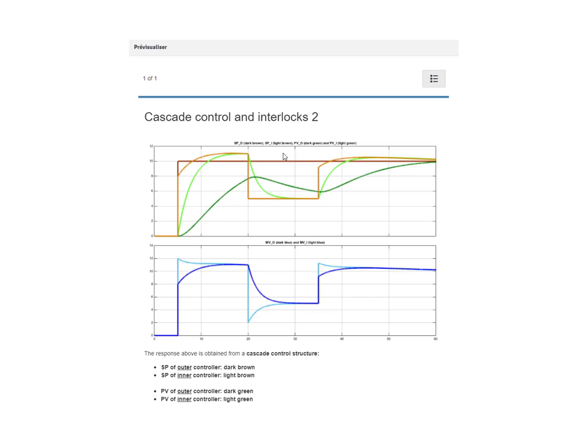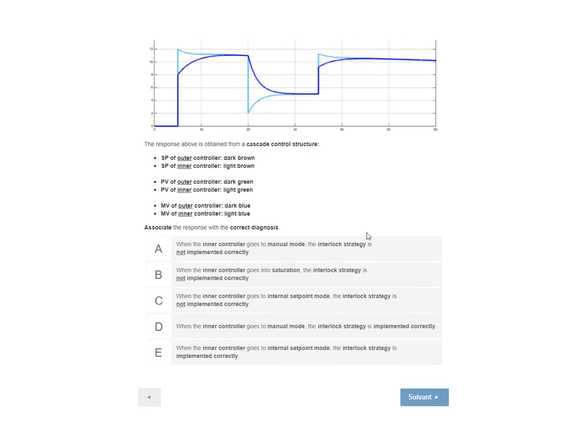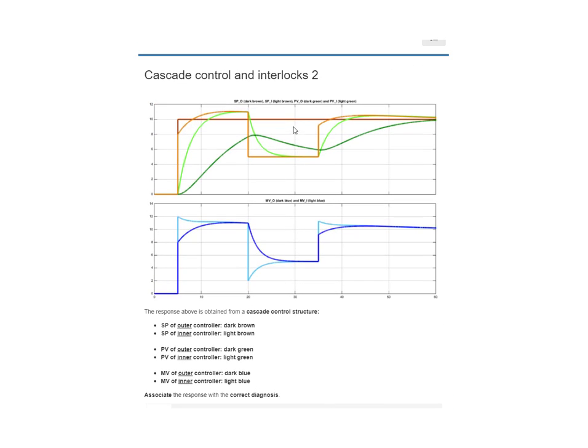So here's a second quiz, again with cascade control and interlocks, and the color code for the measurements is exactly the same. And well, the same 5 alternatives are used, but they are not in the same order. Again, we can see that this inner controller is not going into manual mode and it is not saturated. So clearly we have here an inner controller that goes to internal set point mode. This is indeed the case. You can see it over here.